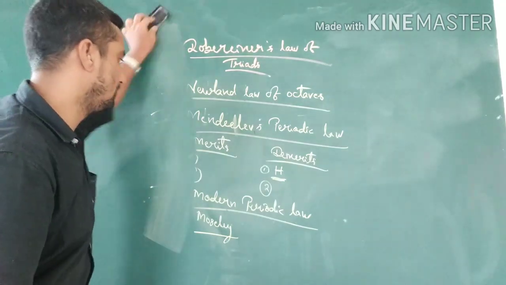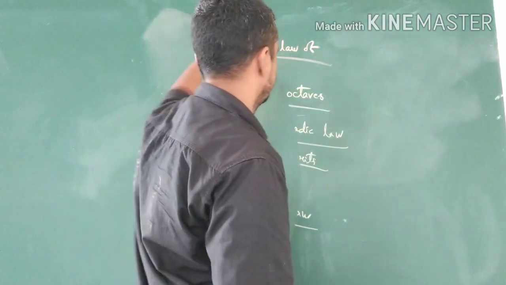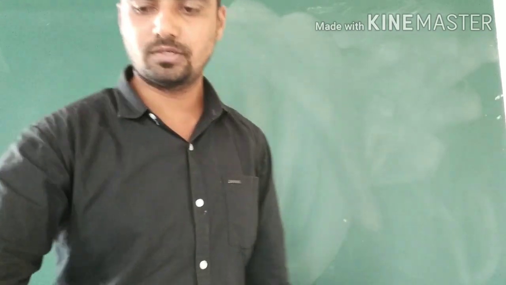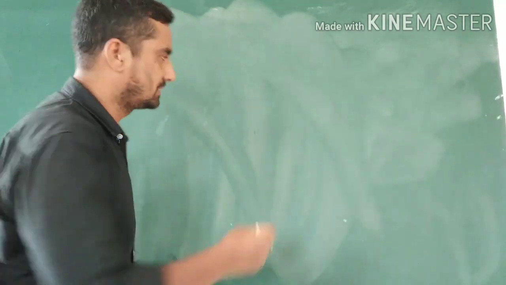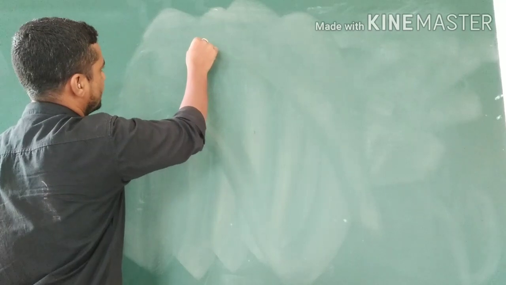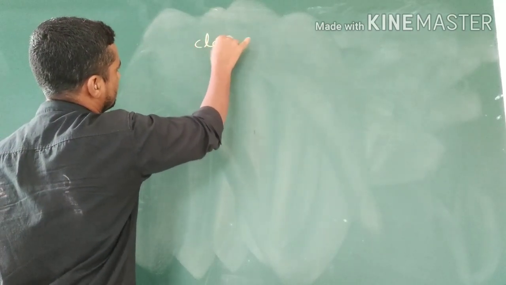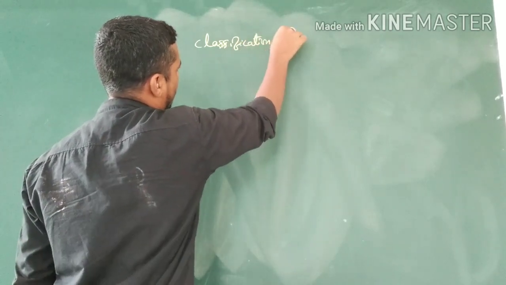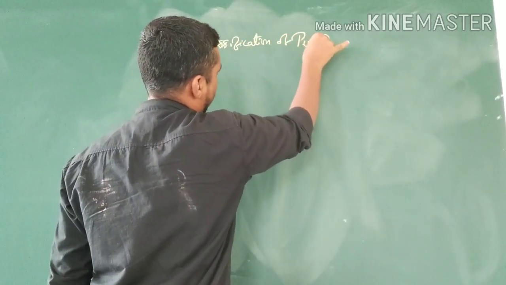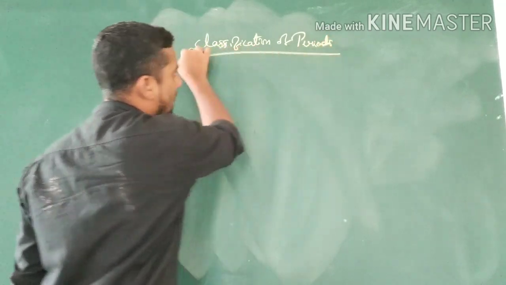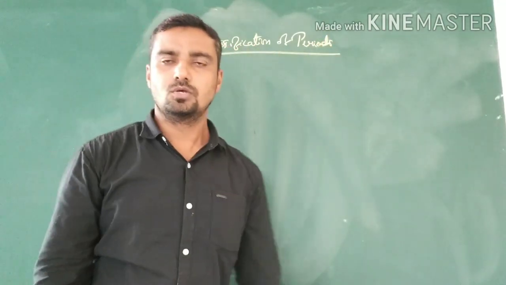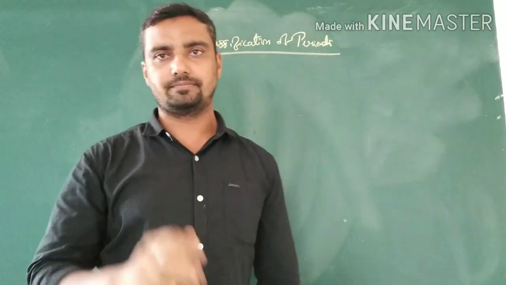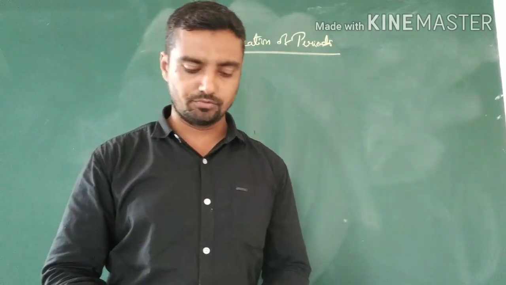So we go for the classification. These elements are classified into groups and periods. We go for the first one, the classification of periods. In this classification, the periods have been classified into 7. So we will discuss them one by one.